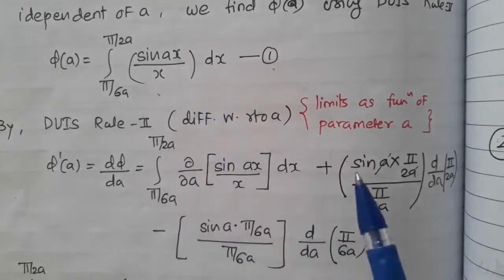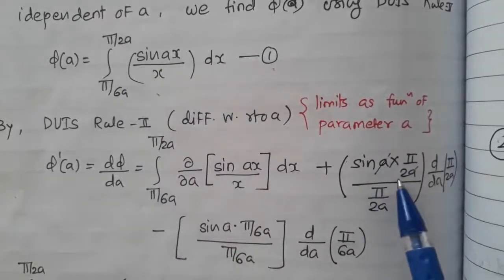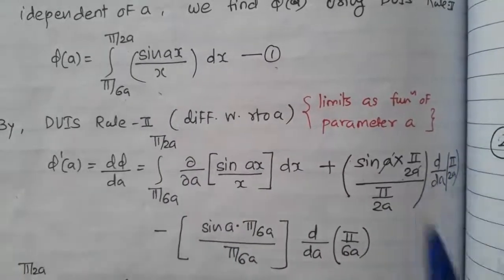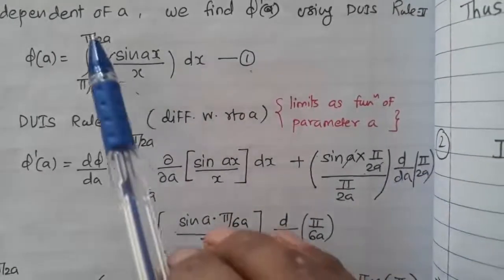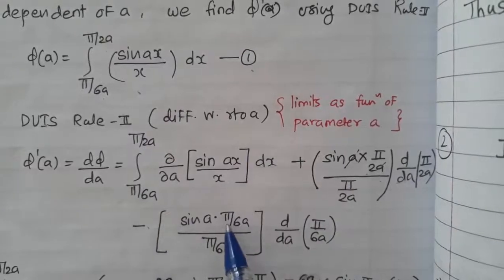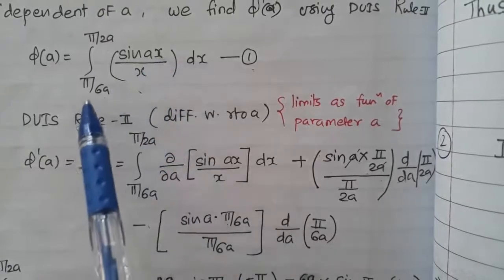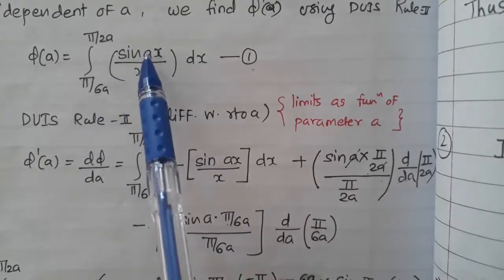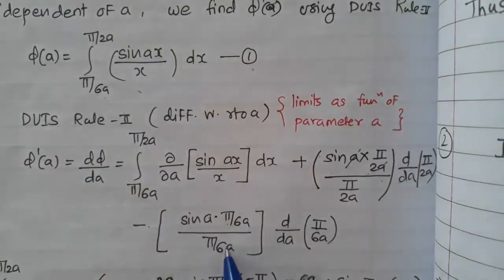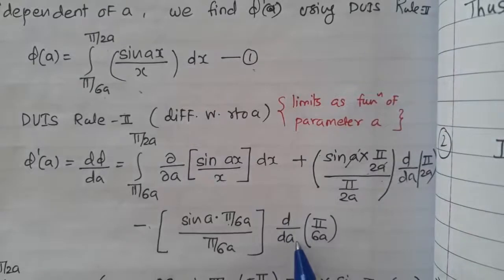So the next step is here: sine of a into x, where x is replaced by pi upon 2a, upon x, which is replaced by pi upon 2a, into the derivative with respect to a of the upper limit pi upon 2a. So this is your second step, minus the third term which exists according to Leibniz rule 2. Here replace this x by the lower limit pi upon 6a. So sine of a into pi upon 6a upon x, that means pi upon 6a, and find the partial derivative of this lower limit with respect to the parameter a.